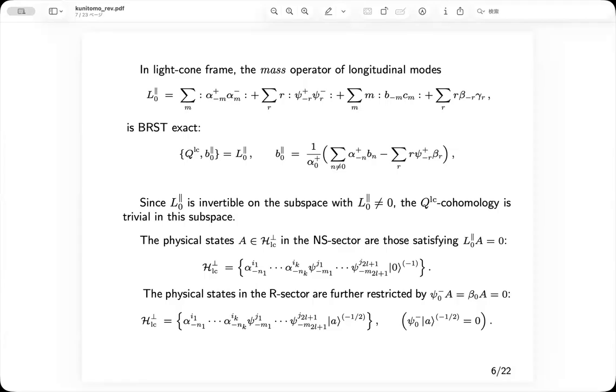The physical state in the Neveu-Schwarz sector, those satisfying L0 parallel equal to zero, is given explicitly by transverse oscillator modes acting on the xi -1 ground state. The physical state in the R sector is further restricted by this. In the Ramond sector, we have zero modes of the oscillator, so we need an additional constraint on the physical state, given by this type of oscillator. Here, the ground state of the covariant theory has a space-time spinor, a 16-component SO(9,1) spinor, and if we add this constraint, it reduces to the SO(8) spinor, an 8-component spinor.